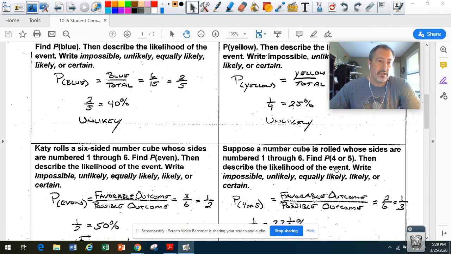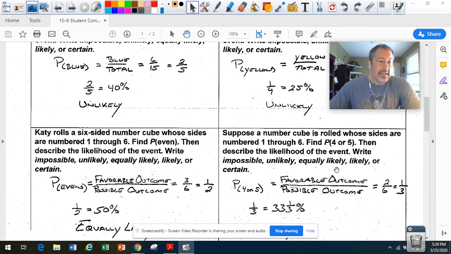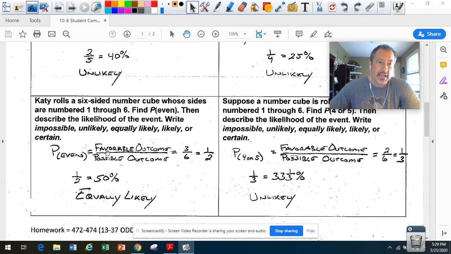Let's look at this one down here. Katie rolls a 6-sided number cube whose sides are numbered 1 through 6. Find the probability of rolling an even. Then describe the likelihood of the event. So our favorable outcome is to get an even. If we take a look here, we want our favorable outcomes at the top out of the total possible outcomes.